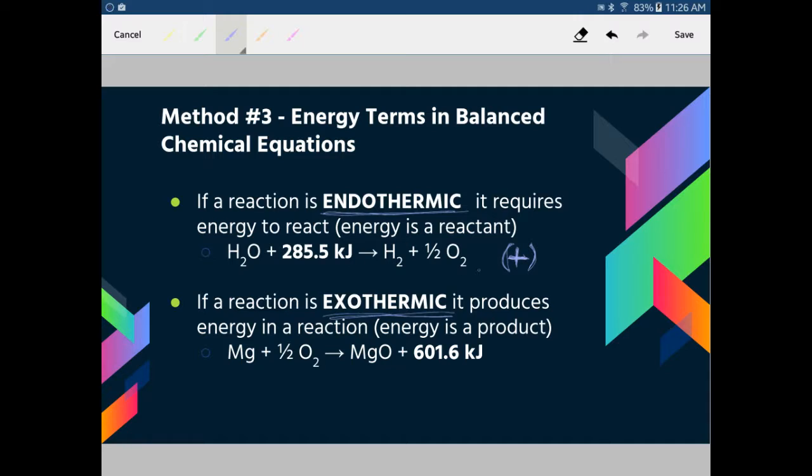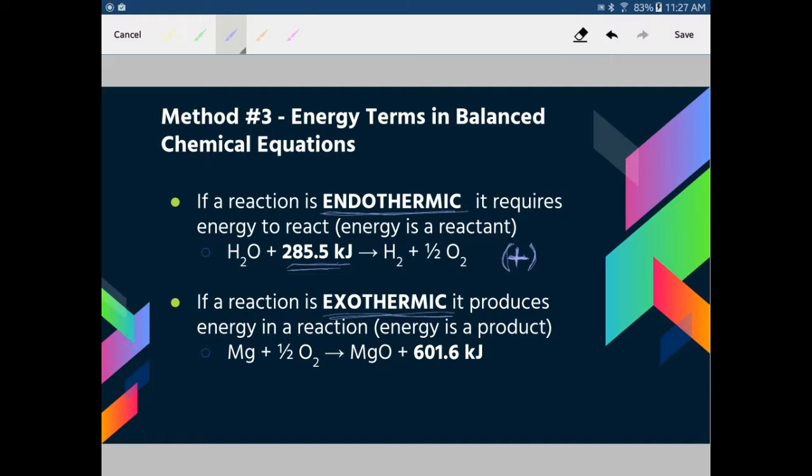So what we do is we add energy as a reactant. So we put this energy in as a reactant. Now, in this case, we have the decomposition of water, and we see that with a mole of water, we need to add 285.5 kilojoules of energy to form our hydrogen gas and our oxygen gas. Now, again, this is energy that needed to be added.